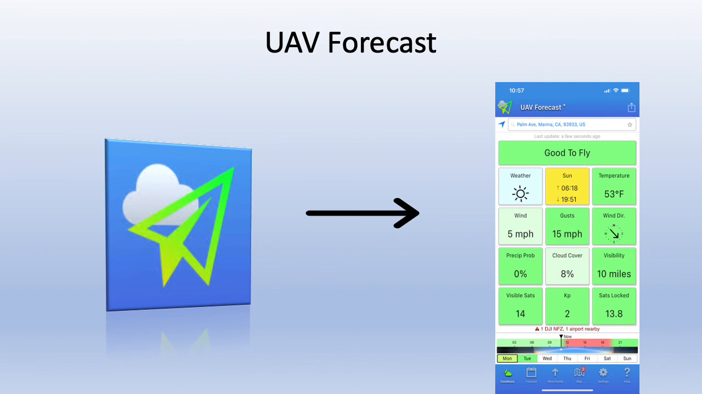Another app we'll be using is UAV Forecast. What this app lets you know is the weather conditions in the area you're going to be taking off. So for example, this was taken at Marina Station 1 on Palm Avenue. We got a good to fly. It's a nice sunny day. It also features the sunrise and sunset, current temperature of the day, wind speeds, wind gust speeds, and wind direction. This app's going to come in handy here on the beach in Marina, since it can get pretty windy. We want to make sure that we check this app before we take off, making sure that the weather and wind in particular is in our favor.